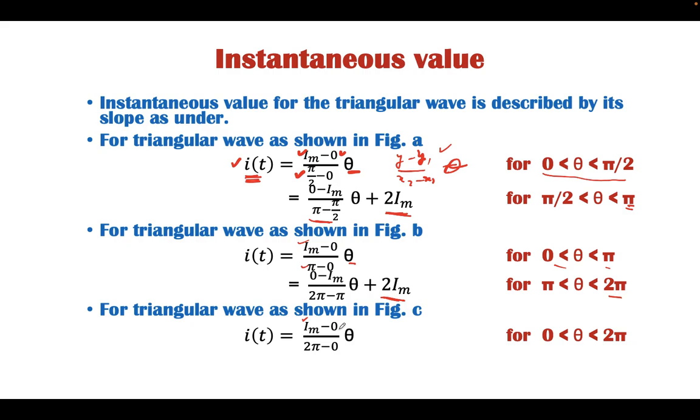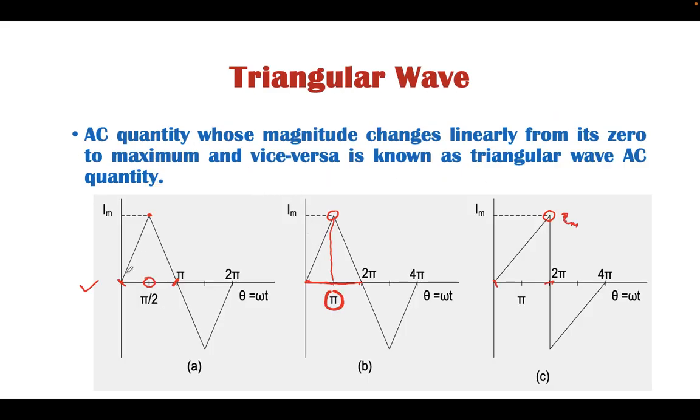Applying the same concept, the maximum value is Im, the minimum value is 0, integrating (2 pi minus 0) into d theta, and this function gives the magnitude from 0 to 2 pi. Whereas these two functions give 0 to 2 pi but divided in two parts. This is also 0 to pi but divided in two parts, because there are two slopes. One slope is this, another slope is this.